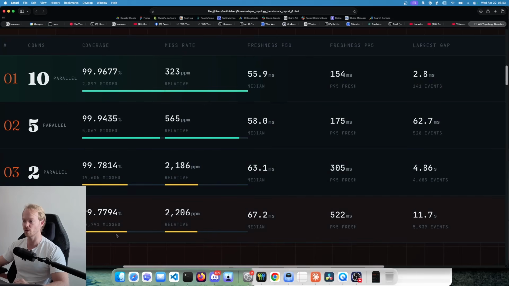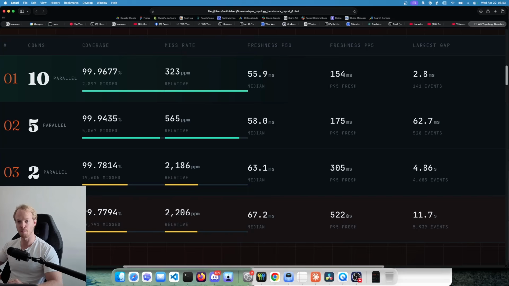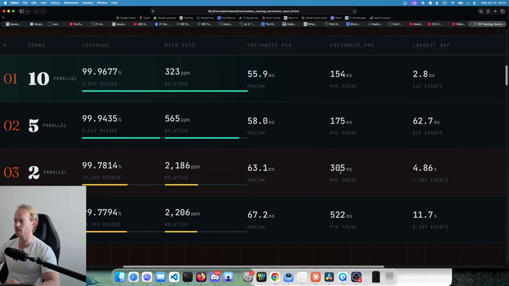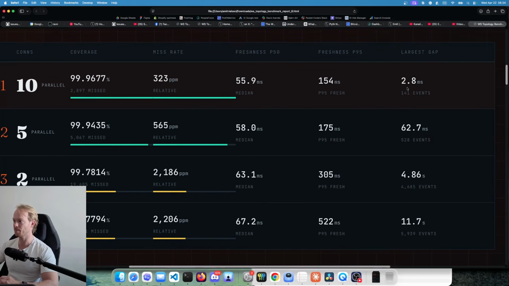So with just one connection, the 95th percentile here is 522 milliseconds. Again, that's from my own personal network; with you it's going to be different, obviously. Increasing that to 2 connections, we drop it around 40% to 305 milliseconds. Going from 2 to 5, we drop it even further to 175, and then to 154. So it's quite substantial. And then we also measure the largest gaps.